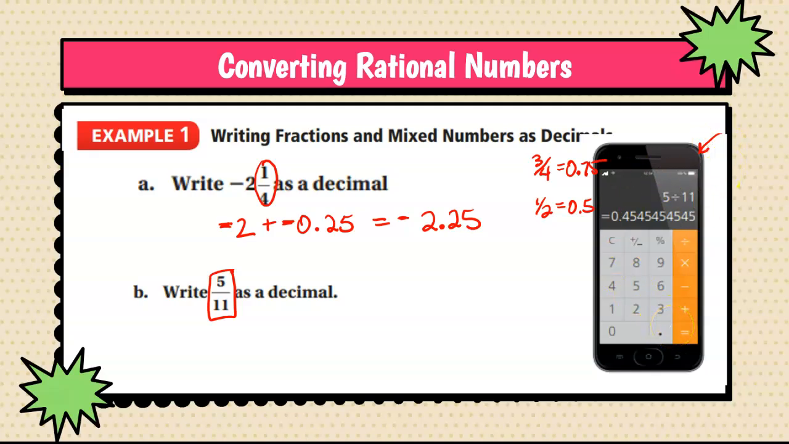You might have a calculator and you might be able to divide 5 by 11. That is the process for changing this into a decimal. I want to show you that you could also set up a long division problem so that you have 5, that's the numerator, being divided by 11.